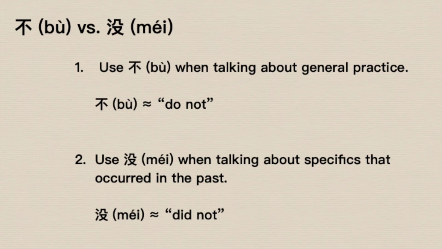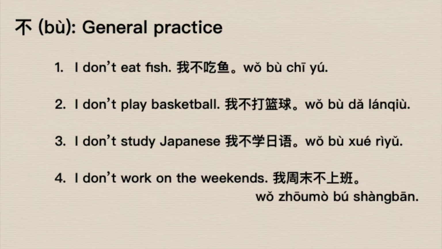All right, so let's take a closer look at what I mean by these things. For bu, you want to use bu for things describing a general practice. What is a general practice? It's things like, I don't eat fish. In general, I don't eat fish. Or I don't play basketball. I don't study Japanese. I don't work on the weekends. We're not talking about a specific weekend. We're talking about in general, I do not work weekends. All right, these are general ideas.